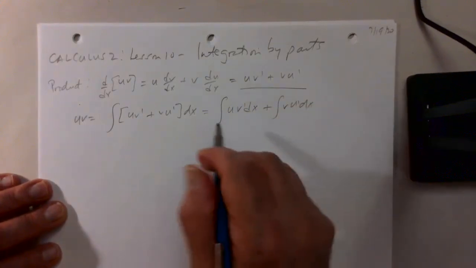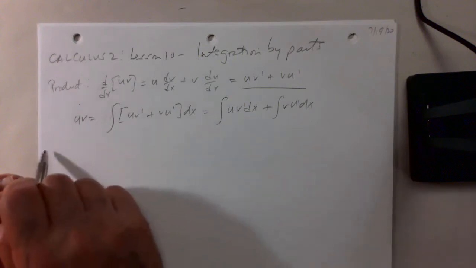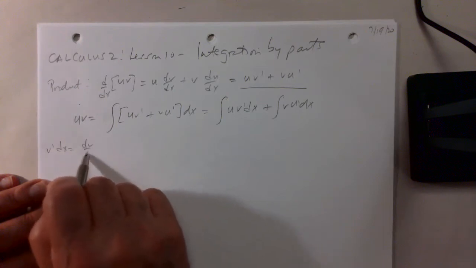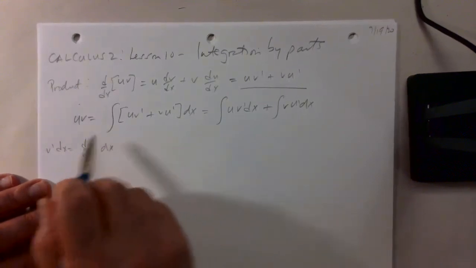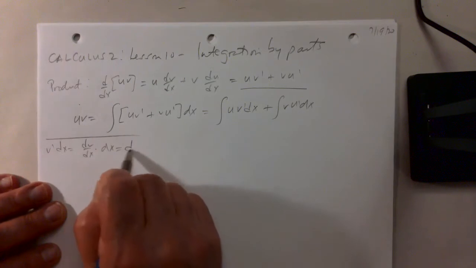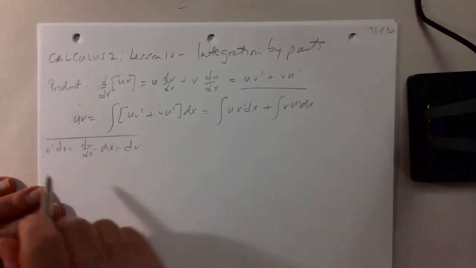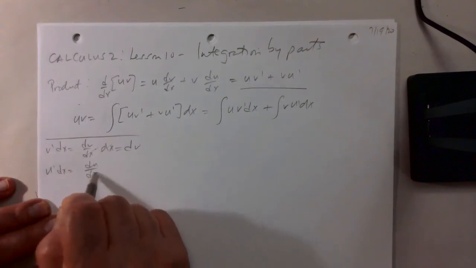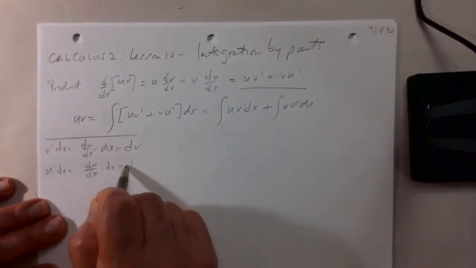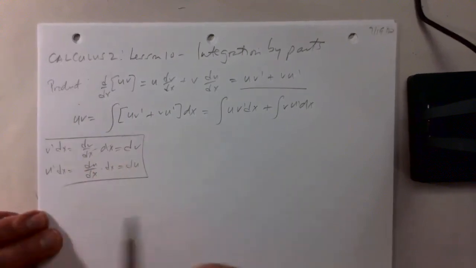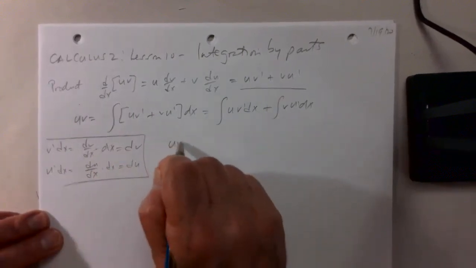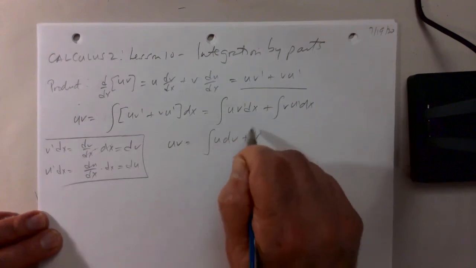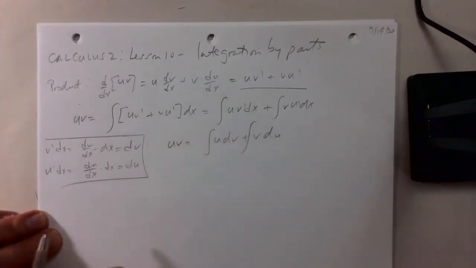And some people like to write this as follows. v prime dx is dv dx dx. So as a kind of shorthand, we can write that as dv, just as if these canceled. And u prime dx, which is du dx dx, we can just write in kind of a shorthand notation as du. So uv is the integral of u dv plus the integral of v du.